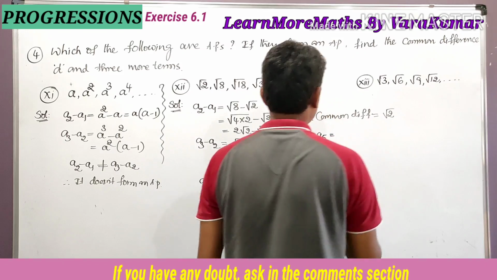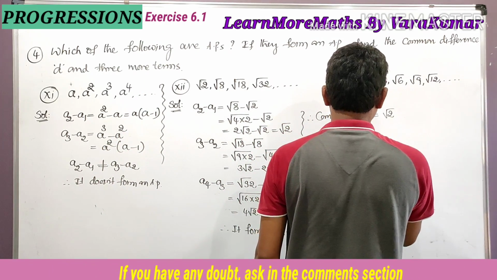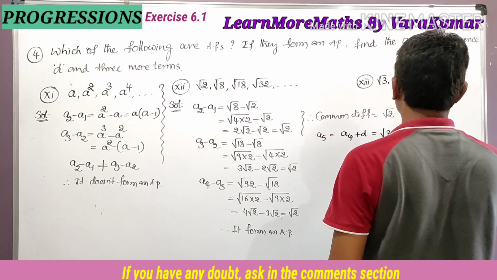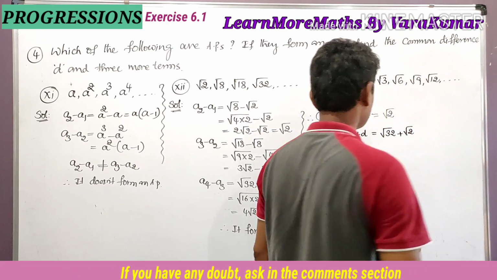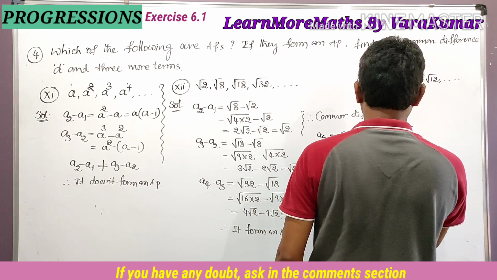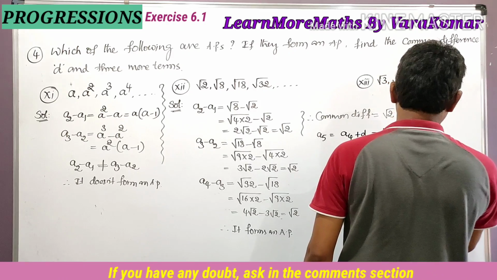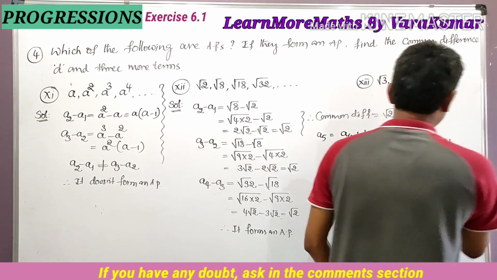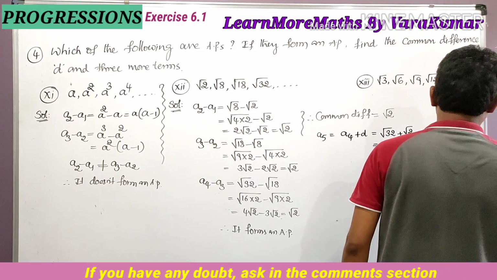That is, a5 is equal to a4 plus d. We have a4 as root 32, and d is root 2. Root 32 can be written as 4 root 2, plus root 2 is 5 root 2. If you write 5 inside the root, it becomes 25, and 25 into 2 is root 50.